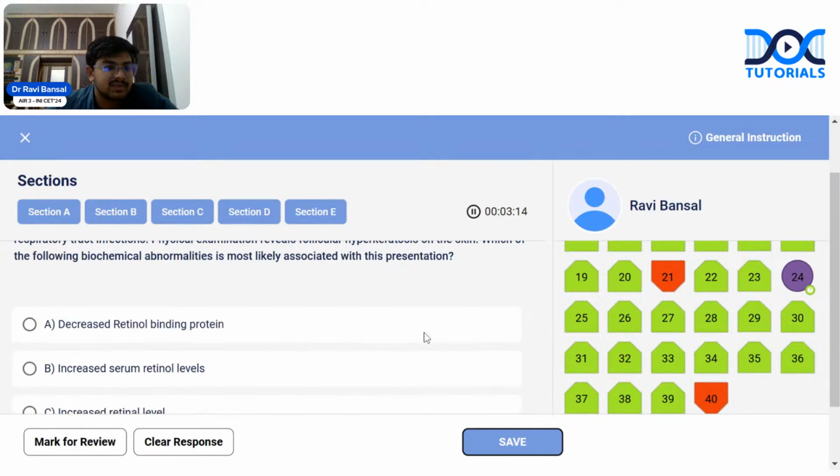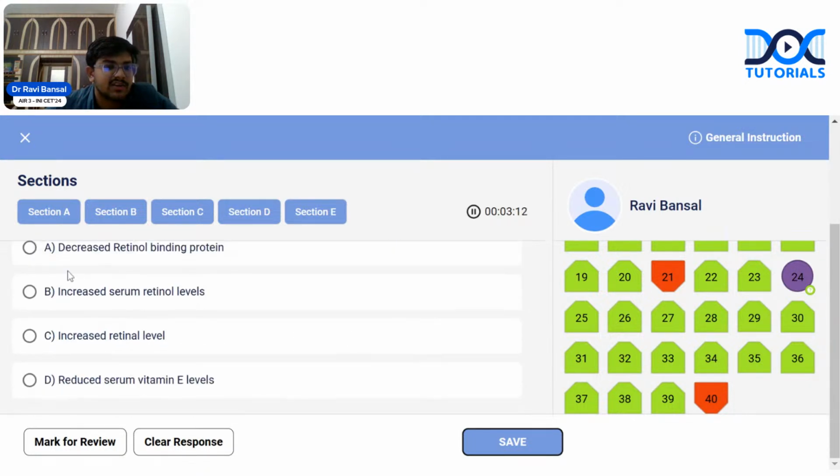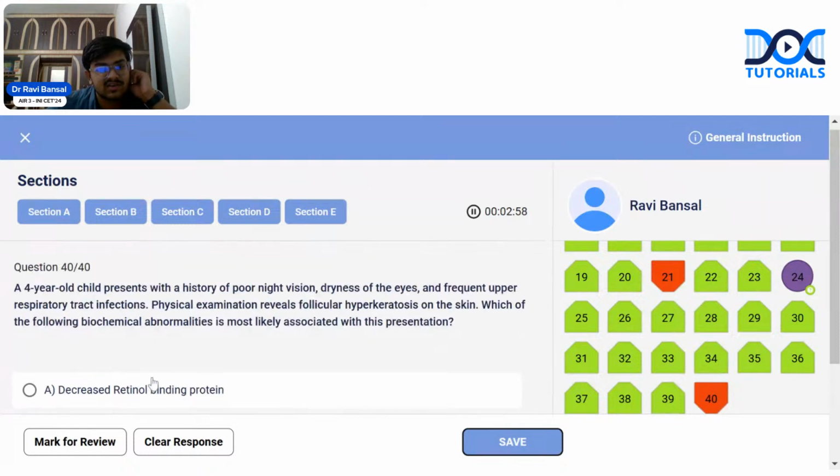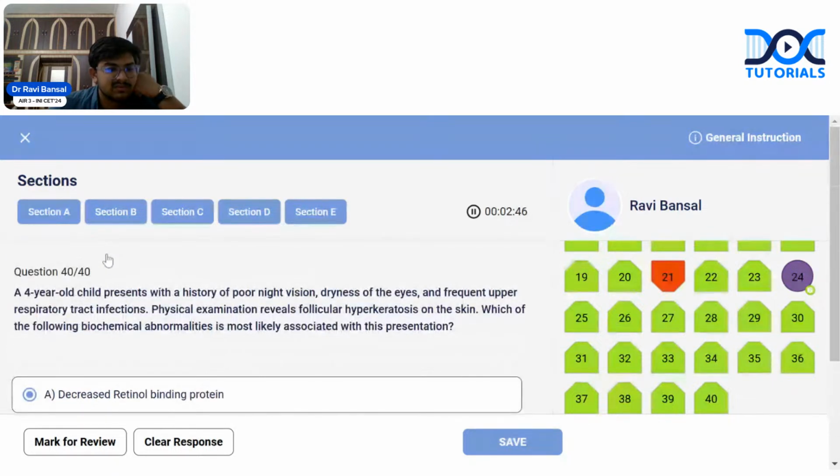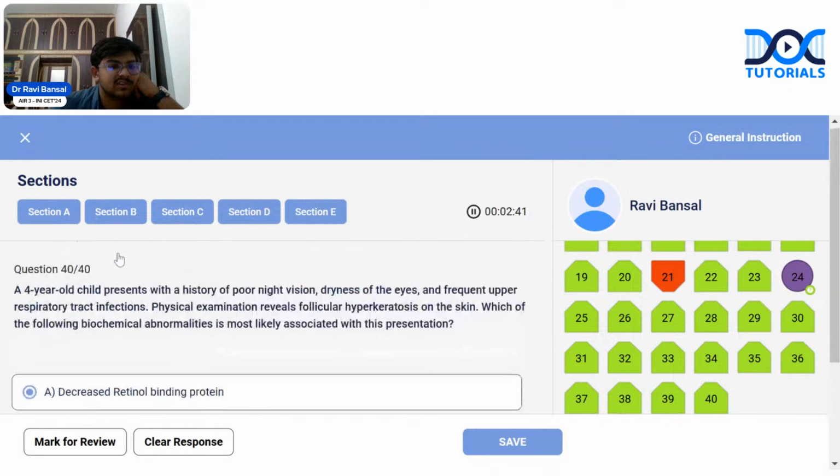So less vitamin A, reduced retinol binding protein, not sure. Increased serum retinol, this is wrong. Increased retinol, obviously, this is vitamin A deficiency, not toxicity. And they are saying reduced serum vitamin E. In vitamin A deficiency, these features are not seen. Actually, hemolytic anemia and those kinds of features are seen with vitamin E. So these are ruled out. So decreased retinol binding protein. Maybe in vitamin A deficiency this protein is also decreased, but this is the only option which looks correct.